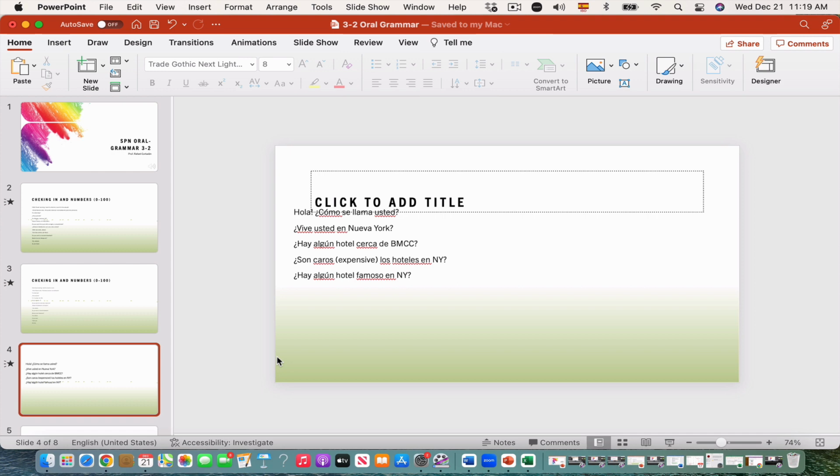Okay, the next question is, ¿son caros los hoteles en New York? Caros means expensive. Well, if someone asks you this question in Spanish, what do you say? The question is, are hotels expensive in New York? Well, probably you will say, sí, los hoteles en New York son caros. Sí, son caros. O sí, creo que son caros.